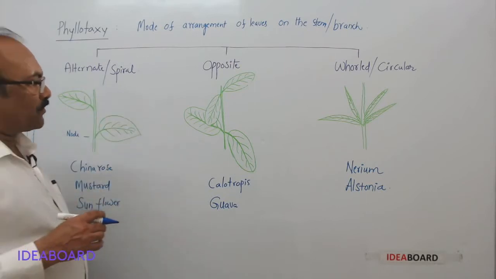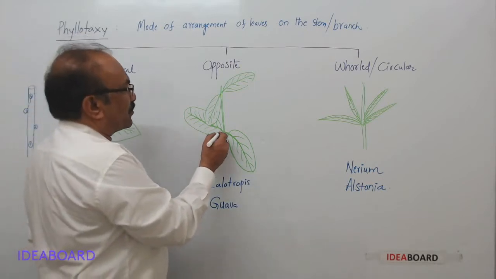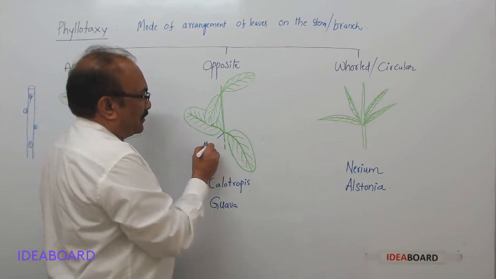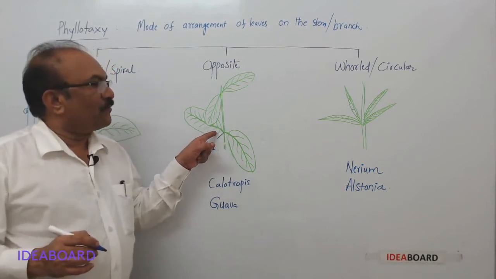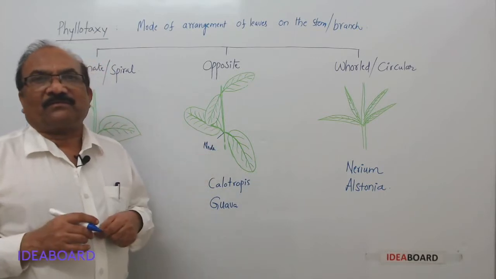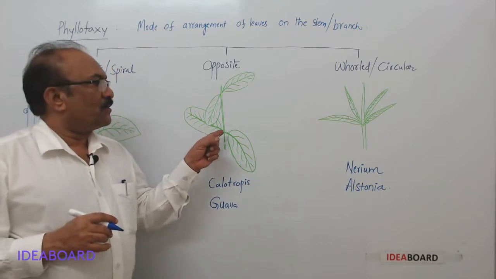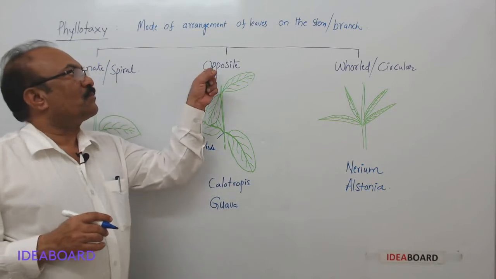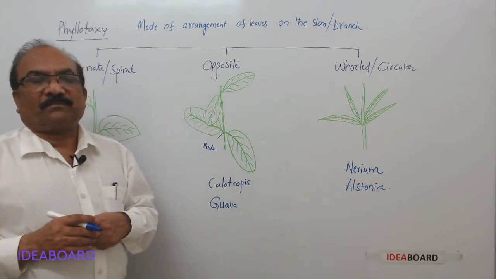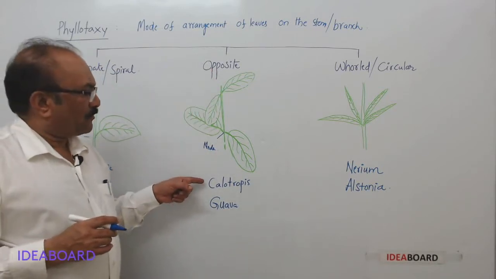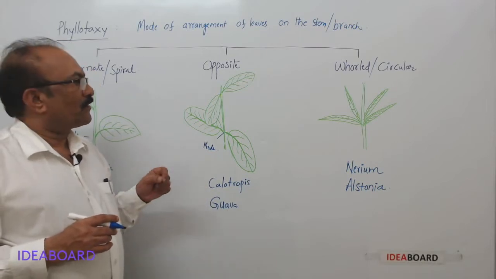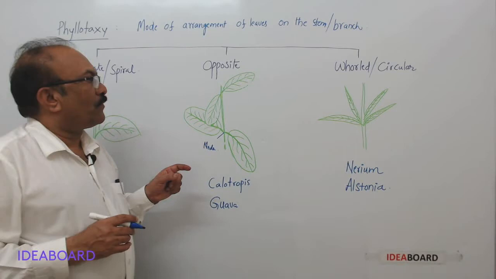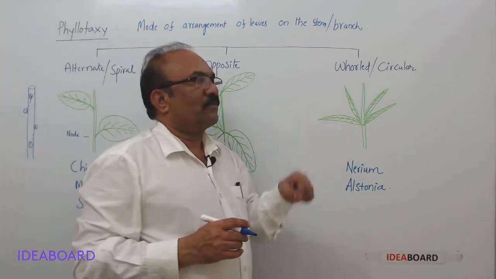And in opposite phyllotaxy, you can see here, this is the node, and at one node you will find what? Two leaves which are arranged opposite to each other. That's why this is called opposite phyllotaxy. The examples for this are Calotropis and guava. I hope that is clear. Let us see the third one.